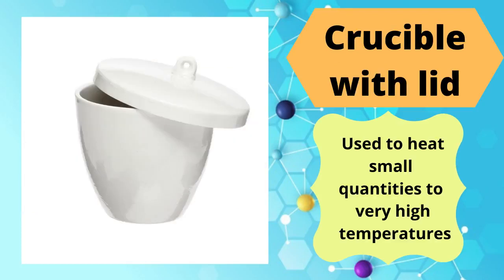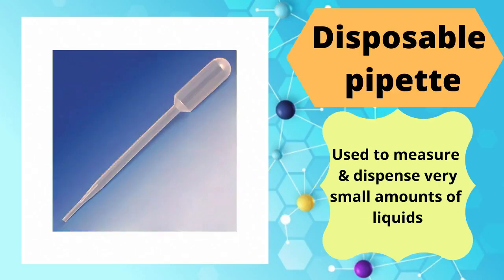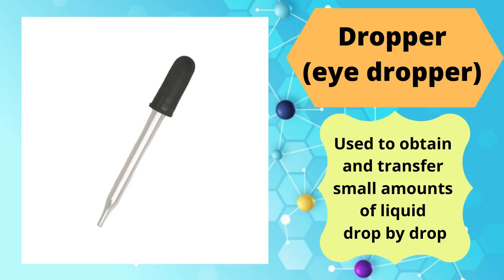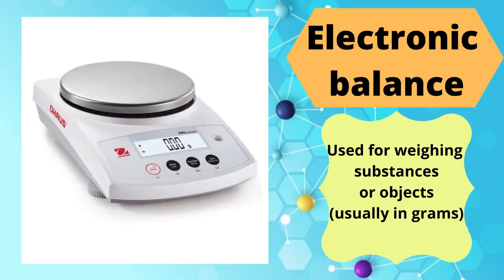Crucible with lid, used to heat small quantities to very high temperatures. Disposable pipette, used to measure and dispense very small amounts of liquids. Dropper, used to obtain and transfer small amounts of liquid drop by drop. Electronic balance, used for weighing substances or objects, usually in grams.